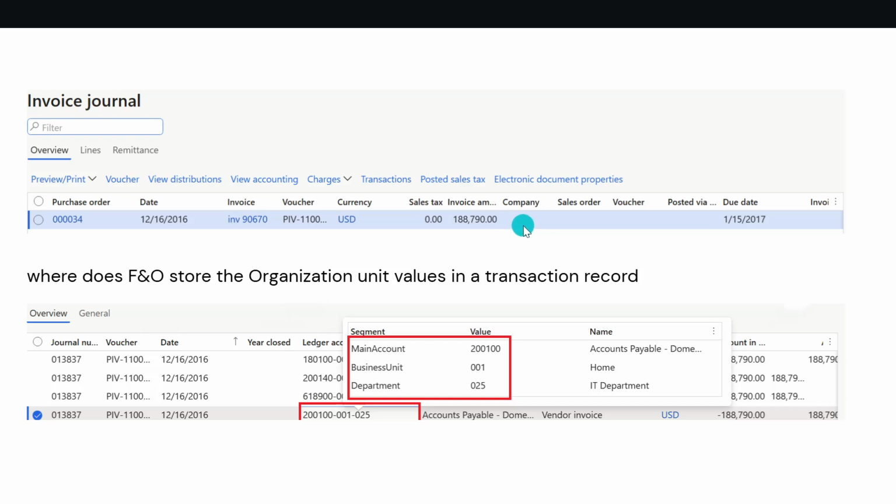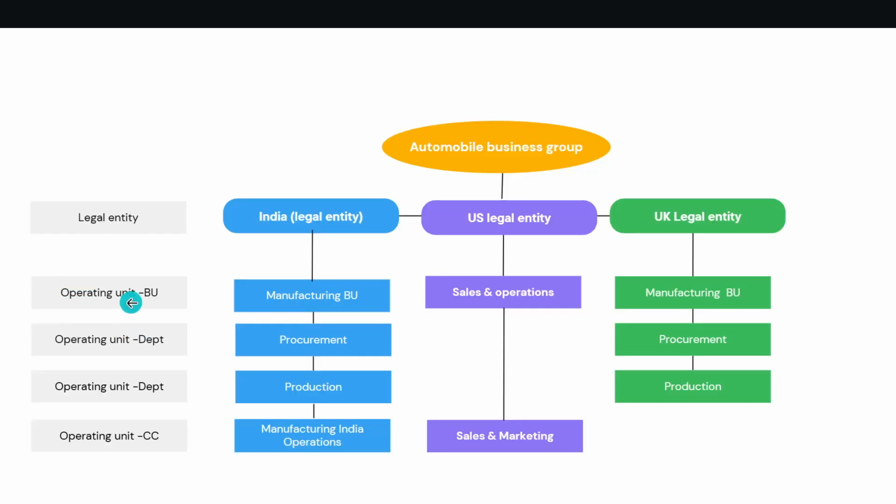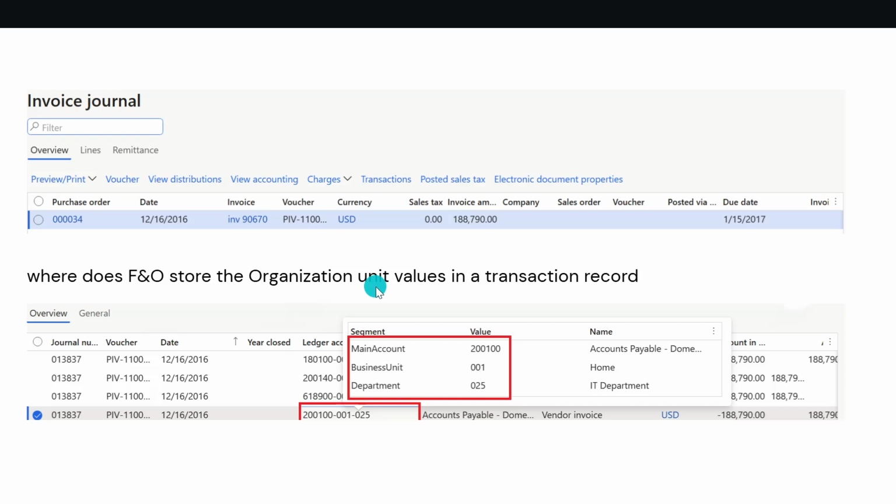This is where our operating unit and business unit come into the picture. And what F&O does is, based on my previous configurations, I give a code for each of these business units when I set them up in my legal entity. Once I do that, and when I publish that, these values become available in my transaction screen. And here is what you look at: the department here as 025, and when you look up, you'll see the business unit as 001 here.